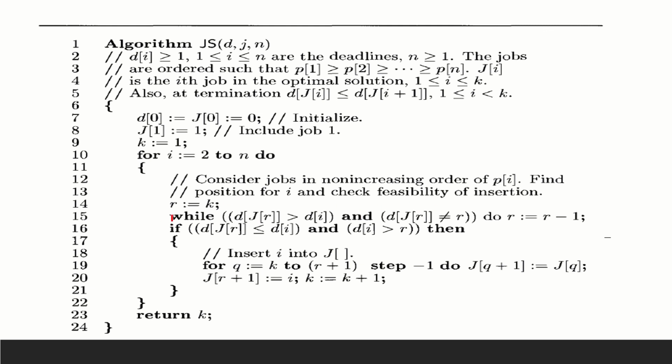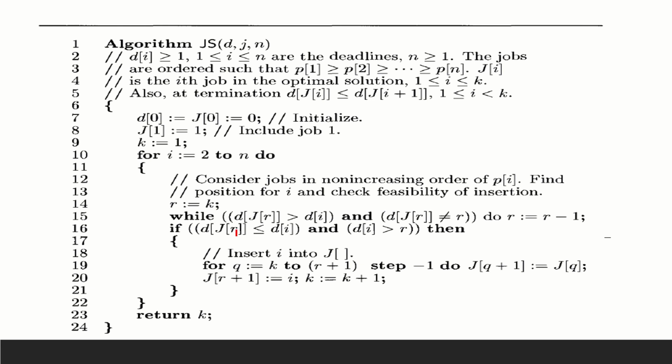Next the if condition will be verified, and in the if condition we are also checking two conditions. It is an AND operation, so the control will go to the next step only if both conditions are true. The first condition checks the deadline of the rth job, where the value of R has now been decremented, and it should not be the same as the K value.